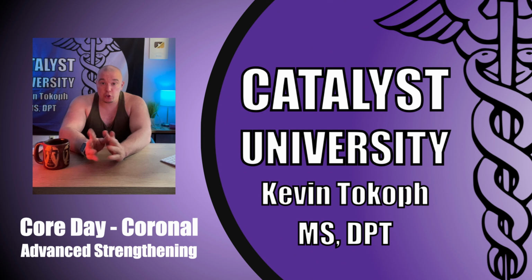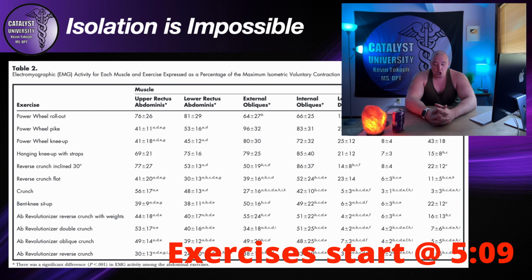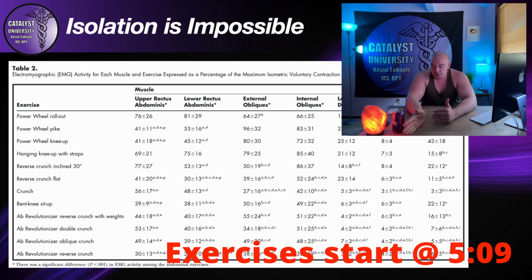Before we get going too much on the exercises, let's do a brief recap on some of the important concepts for selecting the best exercises. The first of these principles is this: you cannot isolate any of the core muscles. You cannot isolate the rectus abdominis, you cannot isolate the parts of the obliques, you cannot isolate the deep core muscles, aka the transversus abdominis.